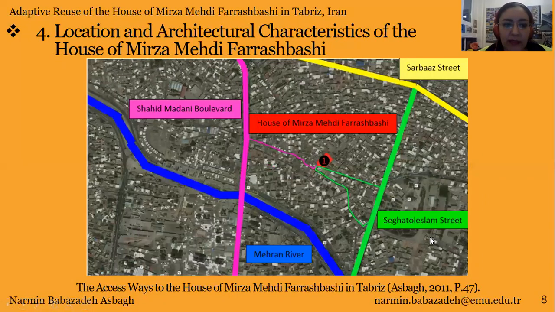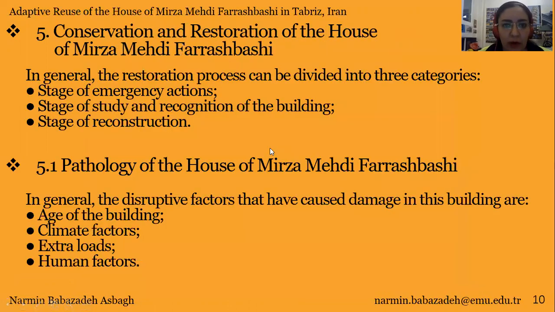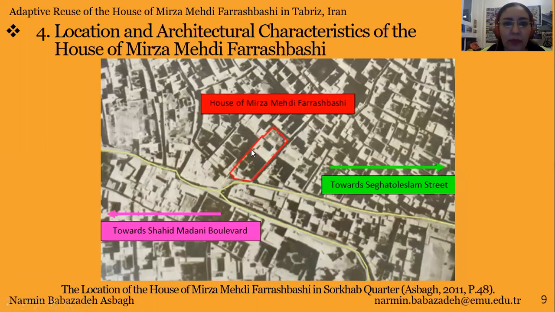Here you can see the access ways to the house of Mirza Mehdi Farrashbashi from the main streets, and you can see the aerial view of the house. This part of the house, the northern part, is Qajar building, and this part is added during Pahlavi period.